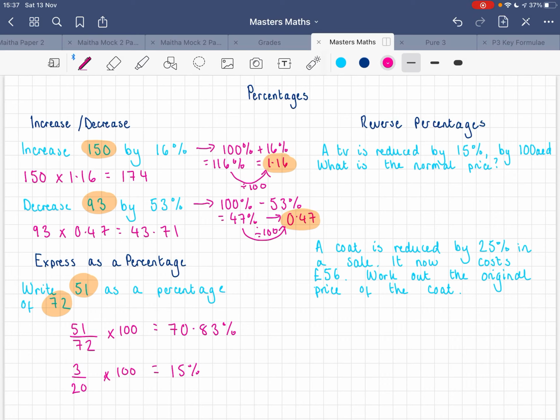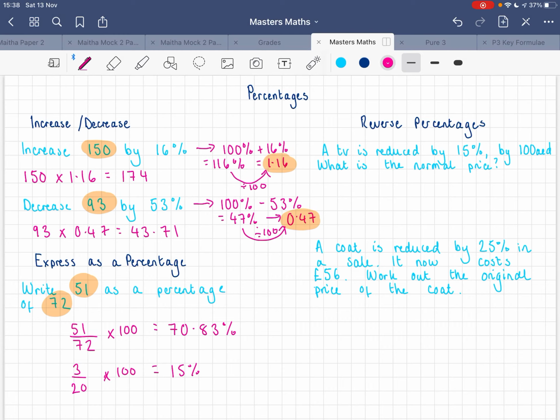Reverse percentages, as the name suggests, are kind of going backwards. So you're given a new amount and the percentage increase or decrease, and you have to go back to the beginning and find the original amount. So a TV is reduced by 15%, and that amount is 100 dirhams. So it's been reduced by 100 dirhams or 15%. What is the normal price?